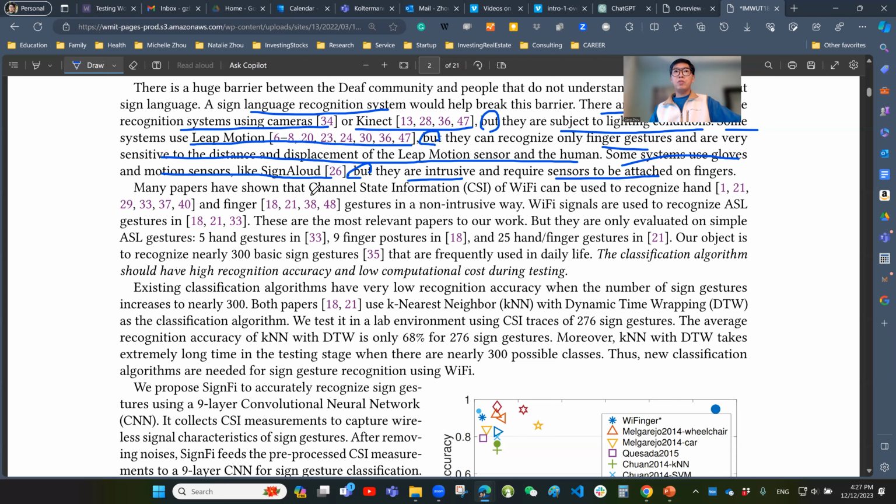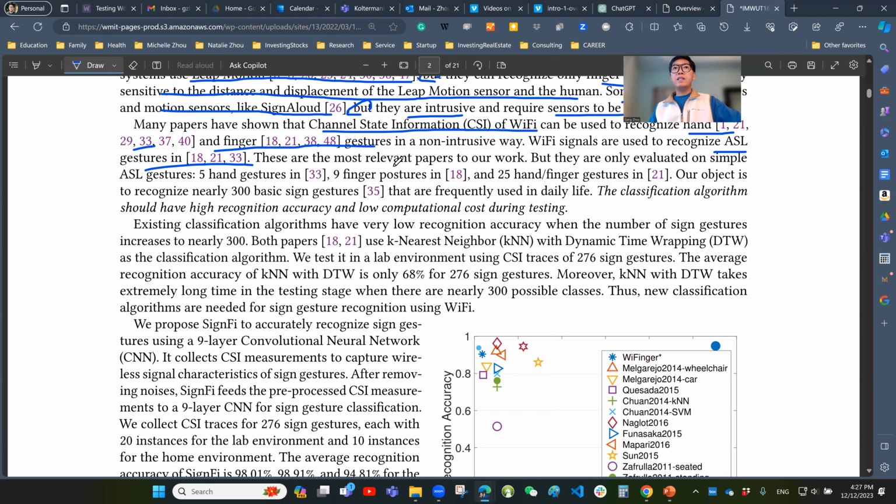Many papers have shown that channel state information of Wi-Fi, which this paper is also using, can be used to recognize hand gestures and finger gestures in a non-intrusive way. Wi-Fi signals are used to recognize American Sign Language gestures. More specifically, our paper recognizes American Sign Language gestures. These are the most relevant papers to our work.